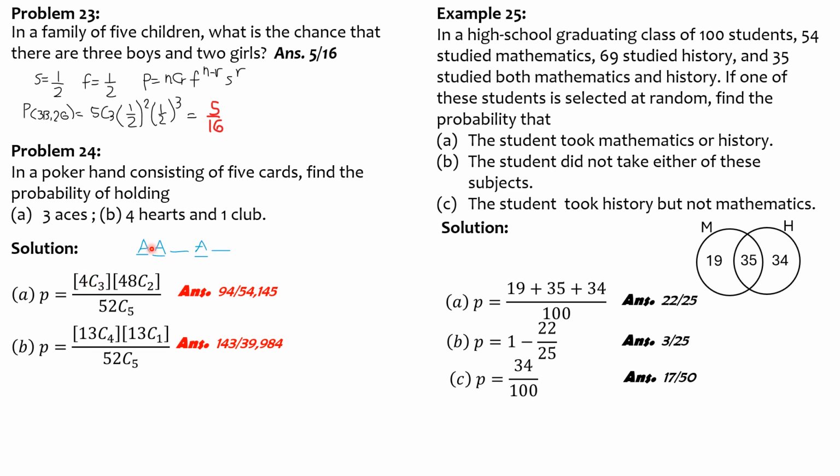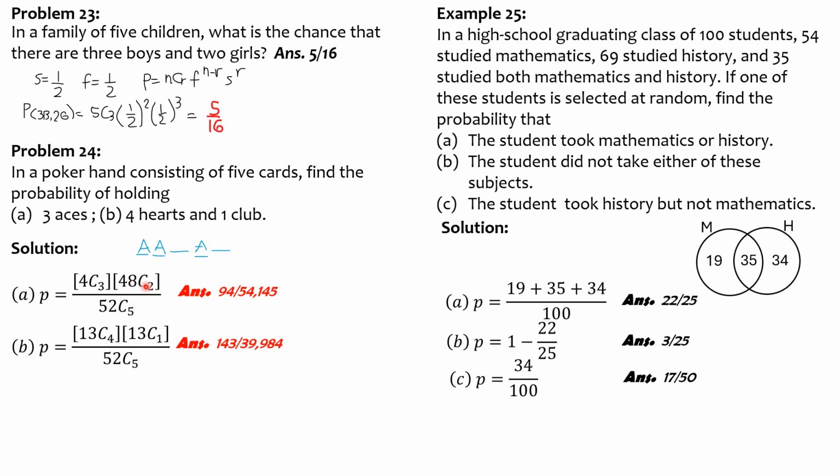That's combination because there are 4 spaces, and the aces could be in any position. Then for the remaining 2, that should be chosen from the remaining 48 cards. This 48 here is 52 minus the 4 aces, of course. Then taken 2 at a time. That is not an ace. So the 2 cards should not be ace cards.